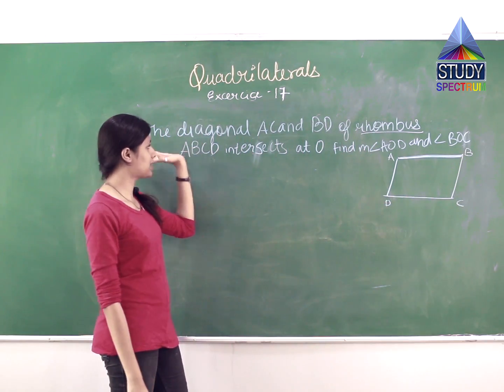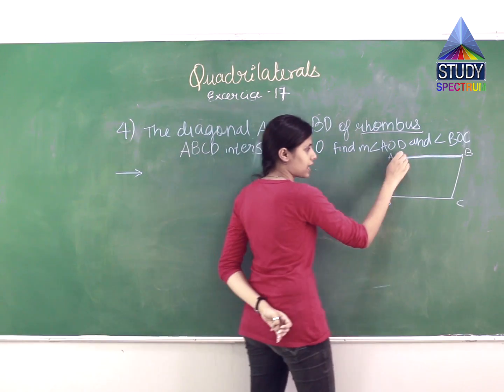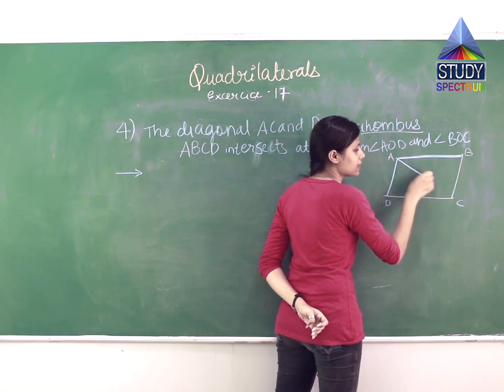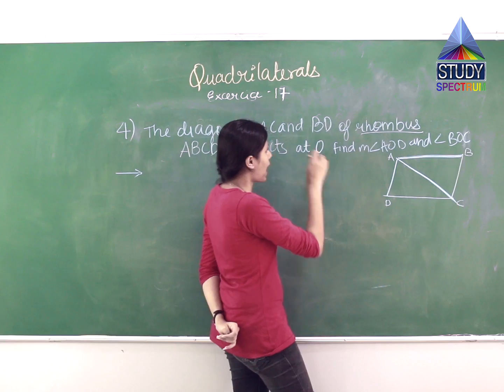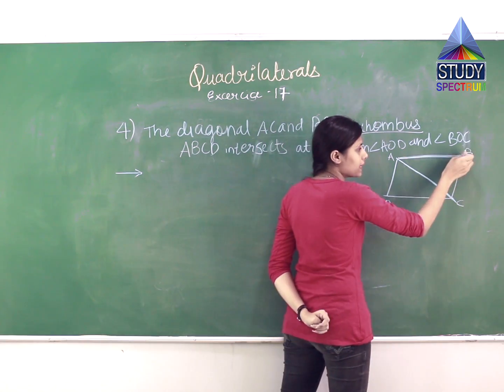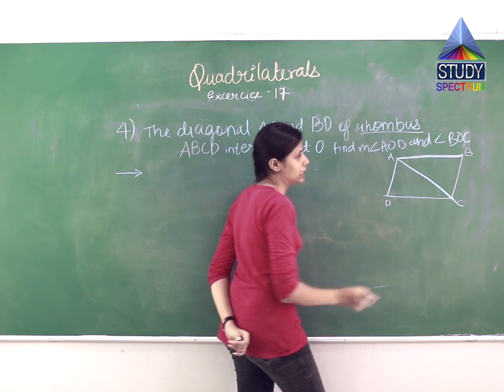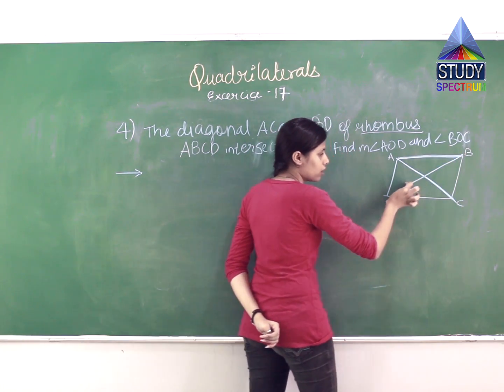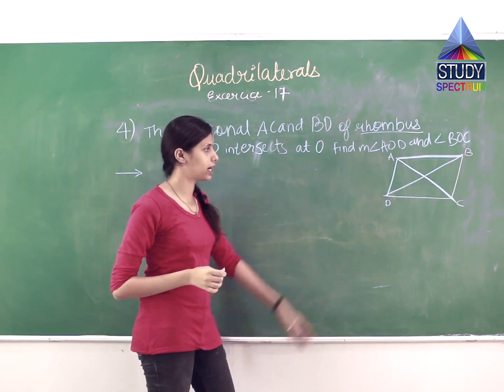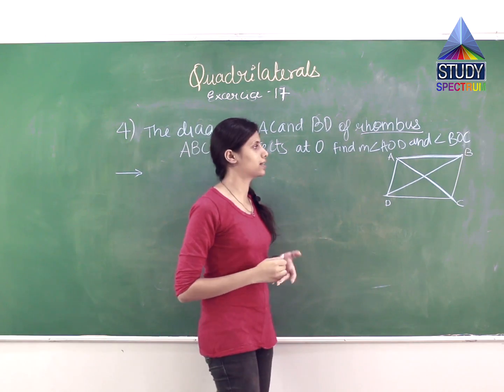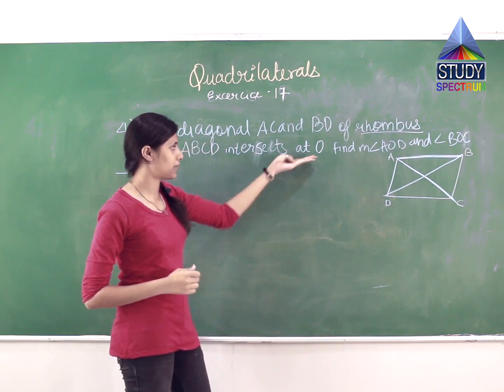And they are telling that the diagonal AC. This is A, this is C. So joining this we get a diagonal AC. And the diagonal BD. This is B, this is D. Joining these opposite angles we get a diagonal. Join these both diagonals and we get a rhombus with two diagonals. Both diagonals intersect at point O.